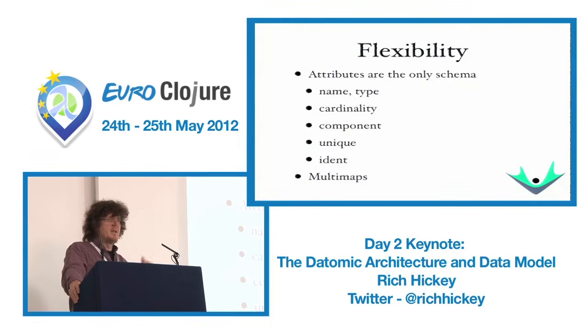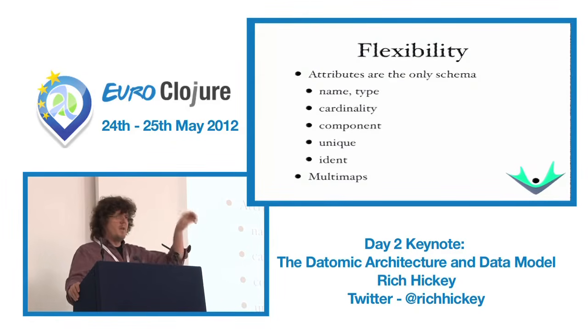So any attribute has a name, it has a type, it has a cardinality. Is this a one or a many? Right? It's really important to be able to say that, because if you can say that, the system can be smarter about it. It also does interesting things like say, is this a component of the thing that references it or not? In other words, is what I store here part of me or not? So your mother is not part of you, but your arm is part of you. And that really matters, right?